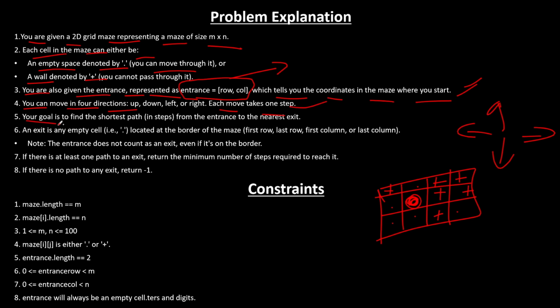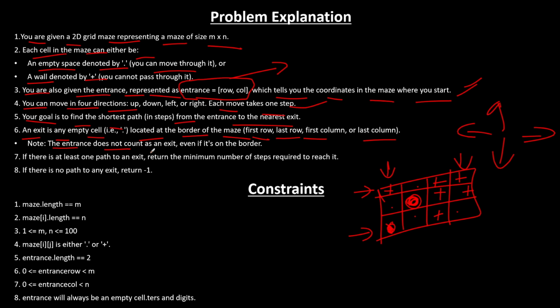Your goal is to find the shortest path from the entrance to the nearest exit. Suppose this is the exit here. So you have to find the nearest exit from the given entrance, or the shortest distance. An exit is any empty cell located at the border of the maze, which could be the first row, last row, first column, or last column, right? These could be the exits.